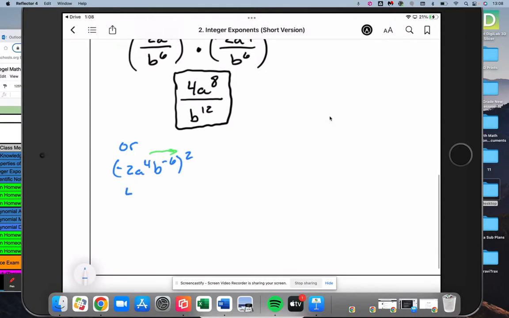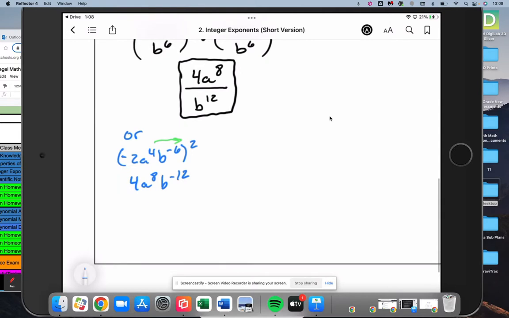And so we would have negative 2 times negative 2 makes 4. A to the 4th to the power of 2, 2 sets of 4 make 8. Negative 6 to the power of 2, 2 sets of negative 6 make negative 12. And then, of course, we would have to deal with that b to the negative 12, and we would get 4a to the 8th over b to the 12th.